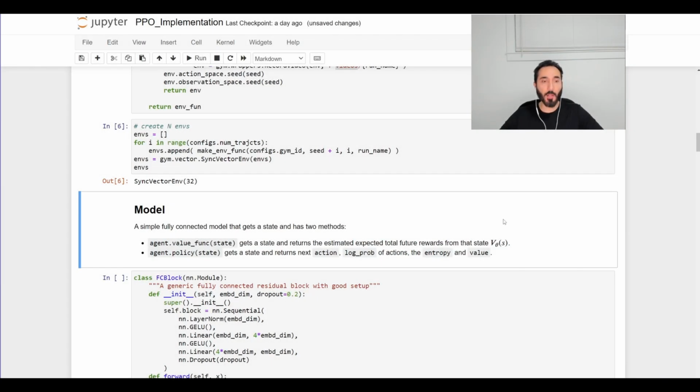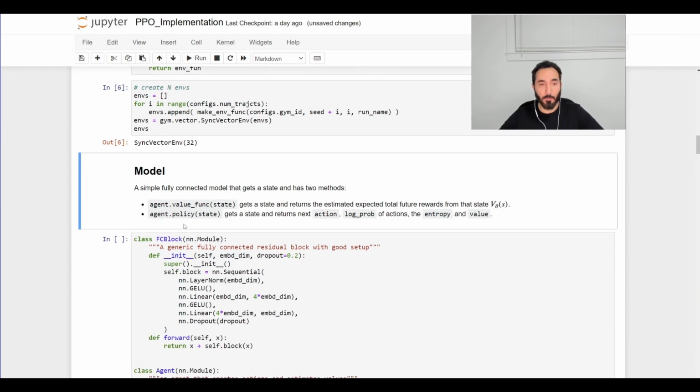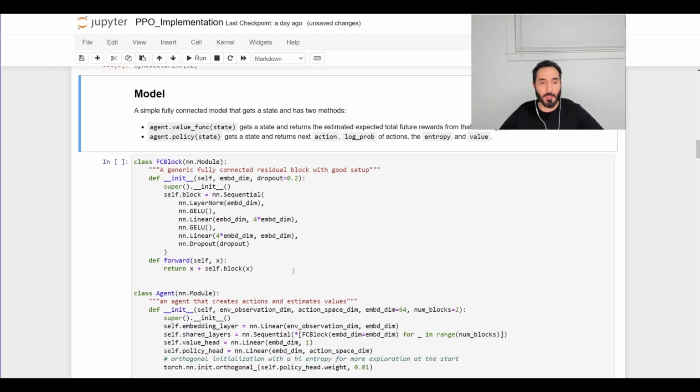For the model, remember the model that we have here, which we sometimes call the agent in the RL setup, is a neural network. And the neural network that we have here has two heads. One head creates the value function, and the other head is about the policy, basically plays the game. So the setup for the model is like this.